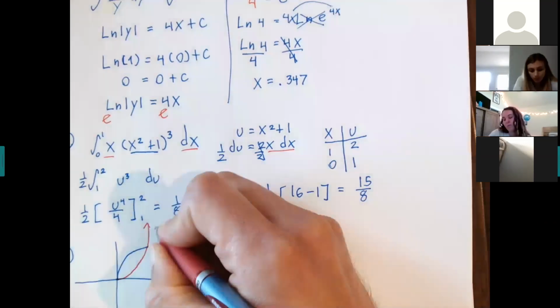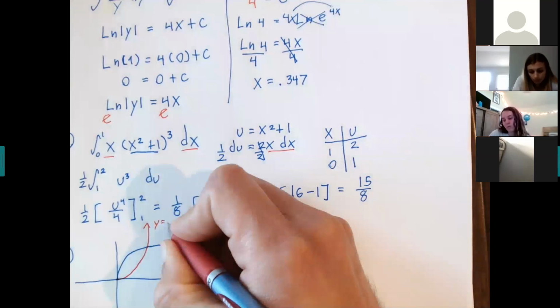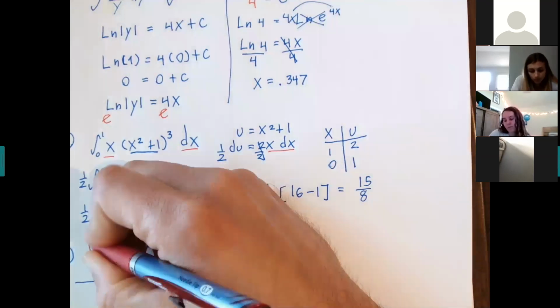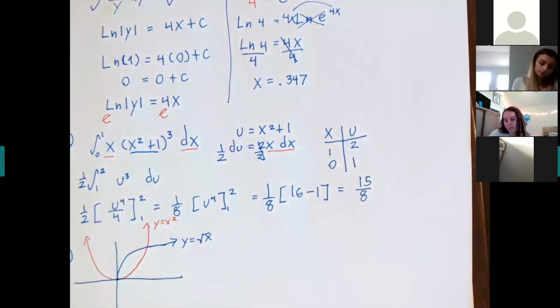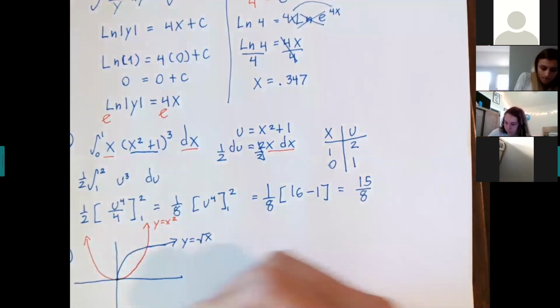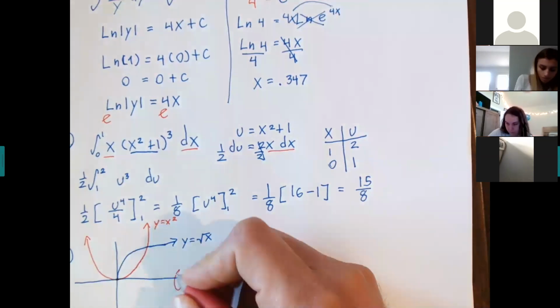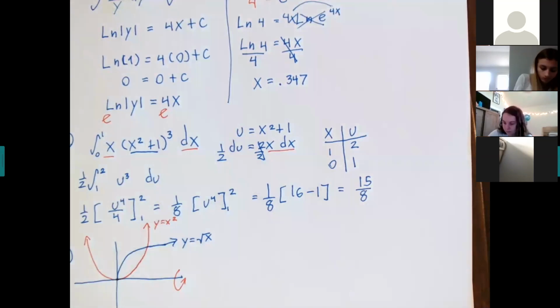Is y equal to x squared. This goes to the other side too. All right, so we're finding the volume of the region. We're revolving this around the x-axis, I believe. Yes, about the x-axis. So here's the deal.